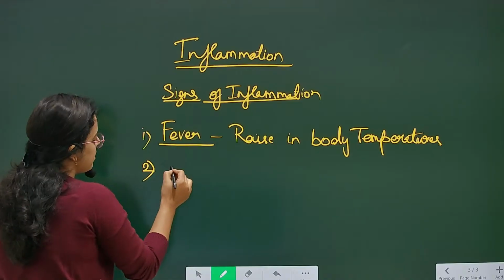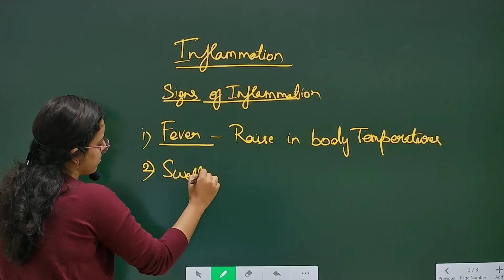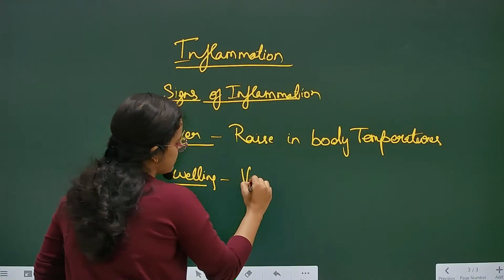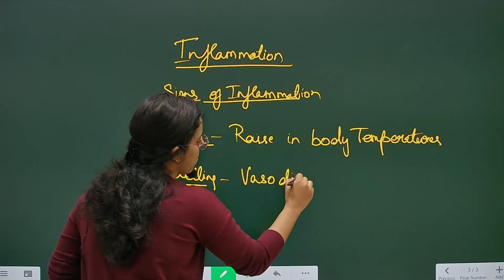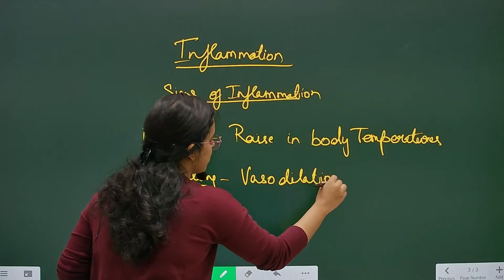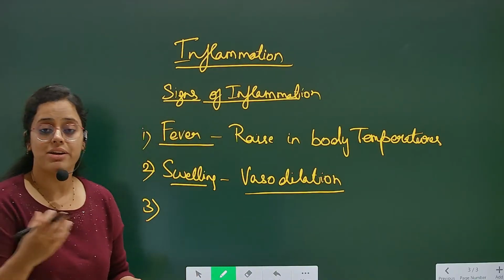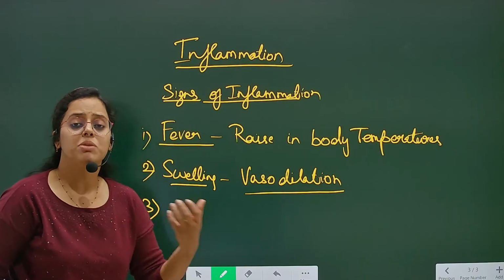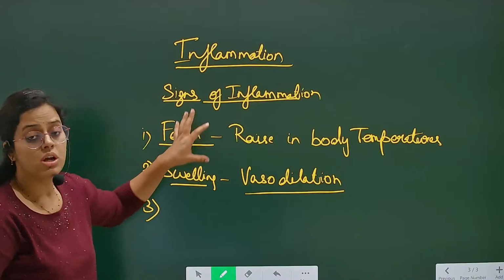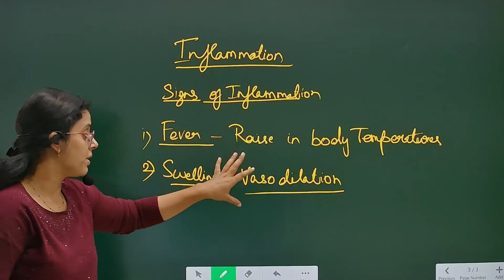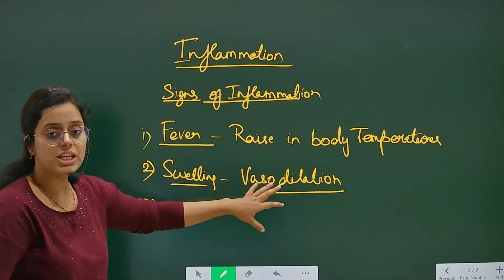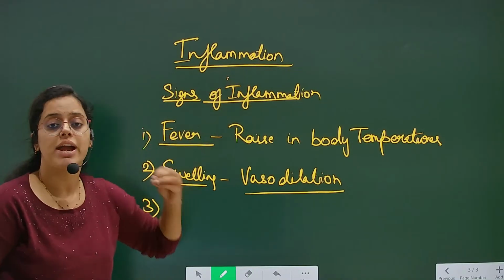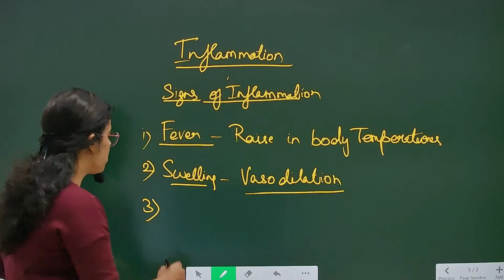Now after fever, swelling, okay, is the second sign. This causes vasodilation. More amount of blood reaches to the site. When more amount of blood reaches, blood consists of various cells like neutrophils, okay, WBCs, and platelets or immunoglobulins reach the swelled site of the inflammation and they fight against the growth of the pathogen.